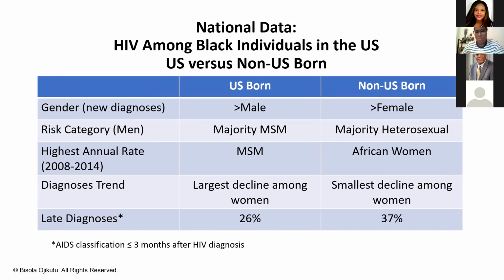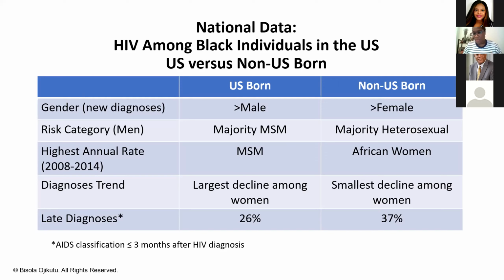Overall, some of the data that is out is saying that African women are actually most highly impacted when we look at non-US Blacks. There's a small decline among men who have sex with men in the US population. But this is again why we disaggregate data, right? Because there might be a large decline on a national level, but when we start looking at particular populations, it tells a different story.